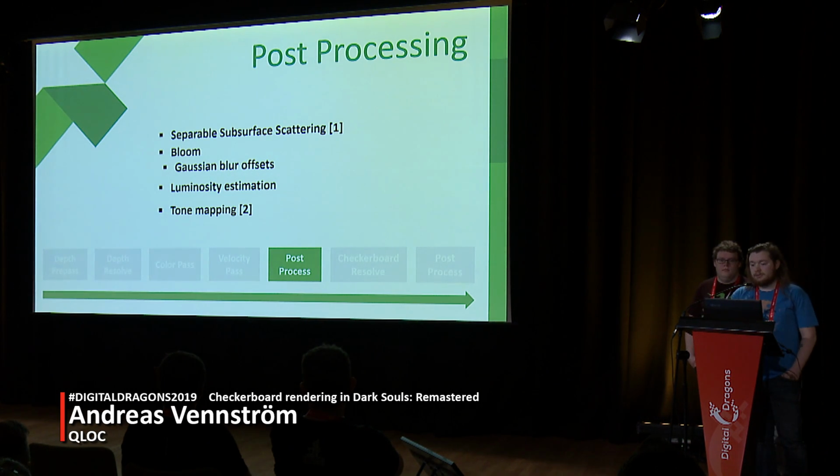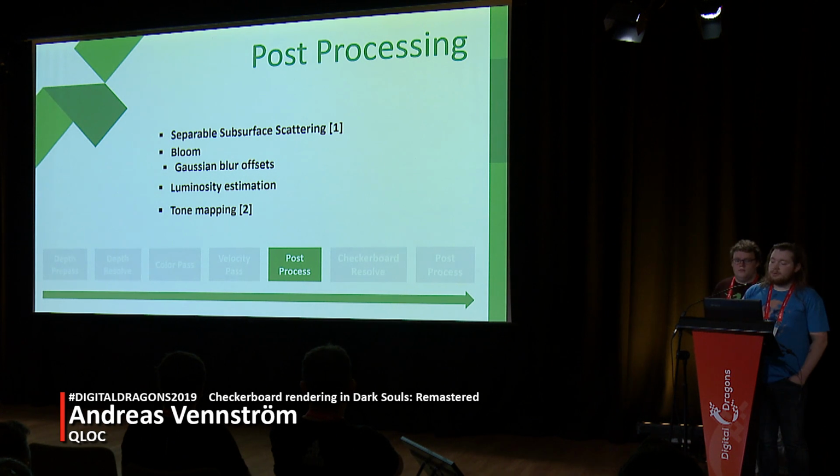In Dark Souls Remastered, we perform some post-processing on the checkerboarded color target before the full frame is reconstructed. The first filter we apply is separable subsurface scattering. We apply this on characters' skin and some vegetation in the game. Next up is bloom. Be sure to check how your engine calculates the Gaussian blur offsets, as it often relies upon the aspect ratio of the render target, so the blur may be stretched horizontally.